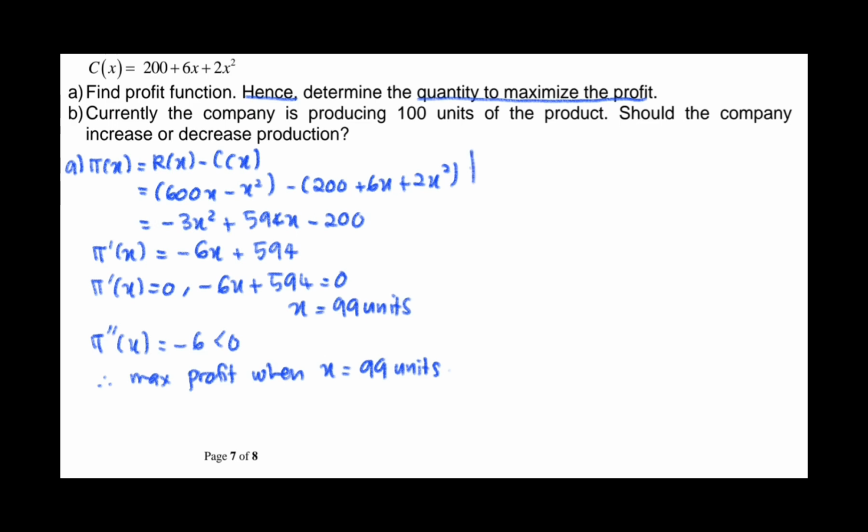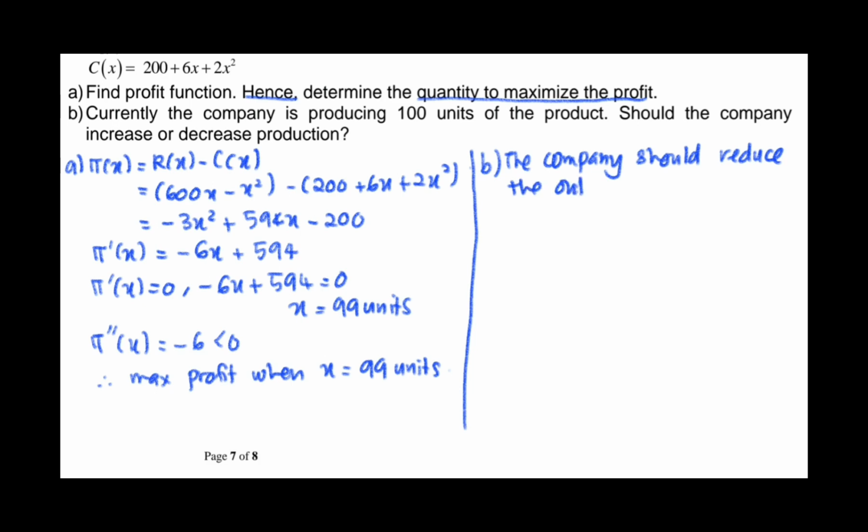Okay, for question B, currently the company is producing 100 units of product. Should the company increase or decrease the production? So the company should reduce the output in order to get the maximum profit.